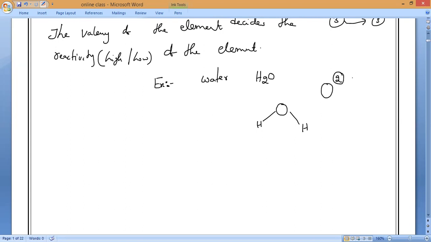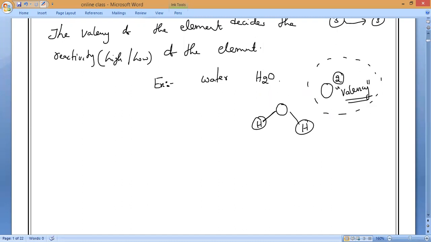What is the capacity, or what is the valency, of oxygen? Only 2, because it can form 2 single bonds. Actually, I don't want to say single bonds and all. So one atom of oxygen combined with 2 atoms of hydrogen. So that is why I can say the valency of oxygen is 2.